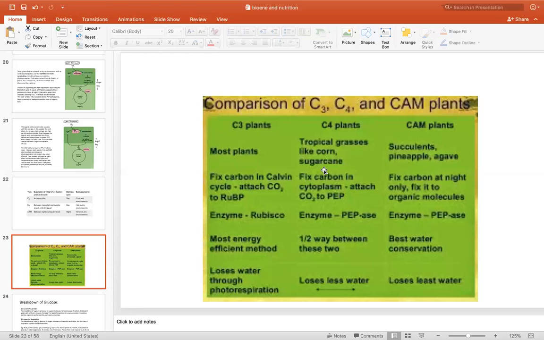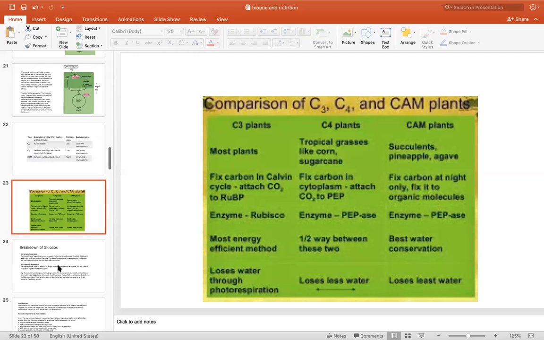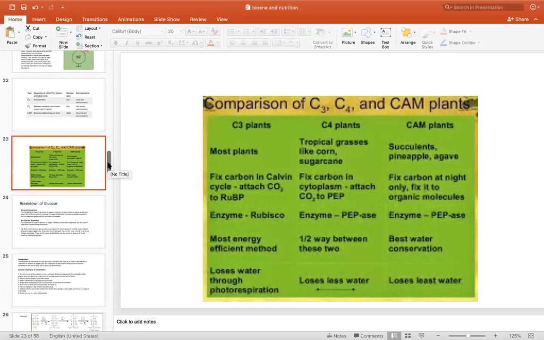They do have very high water conservation. All your CAM plants lose the least amount of water because the stomata do not open up during daytime. So this is all done with plants.